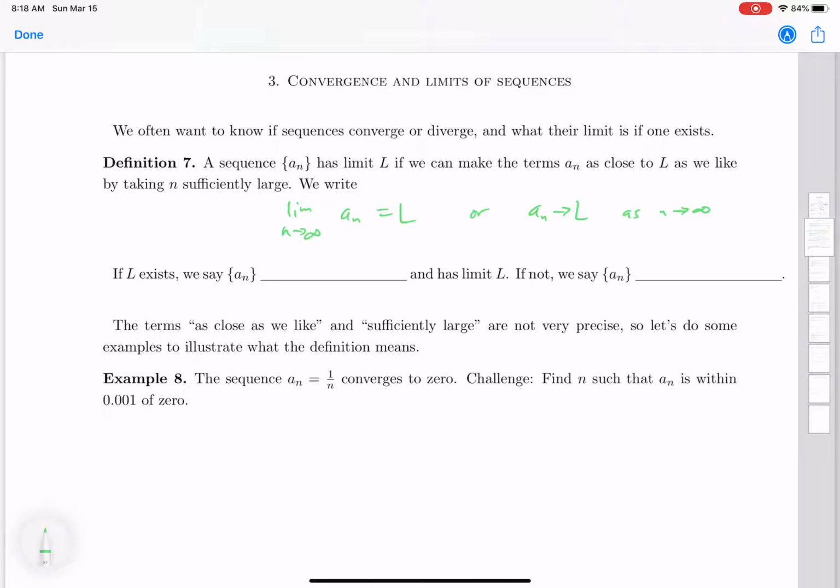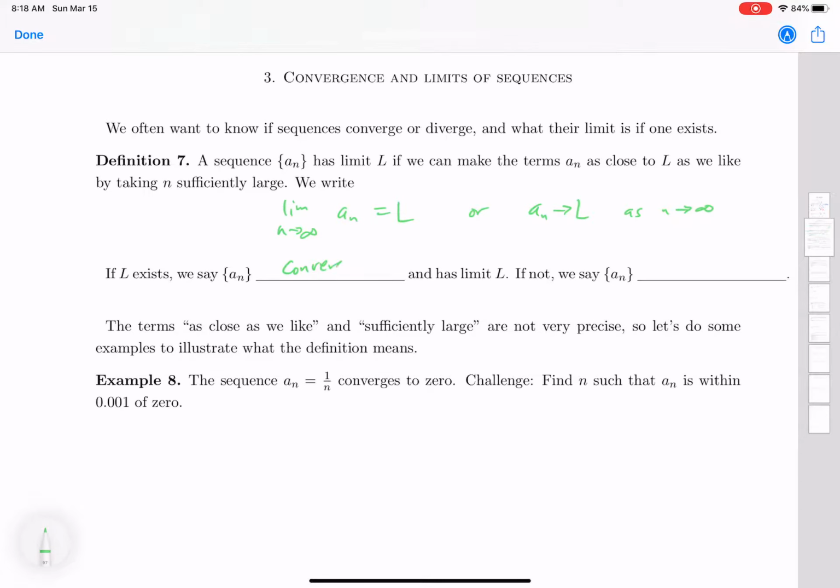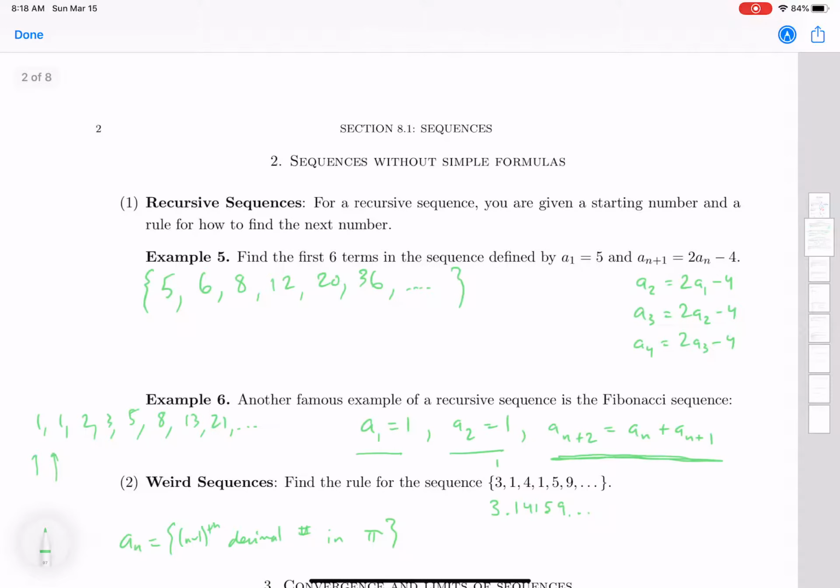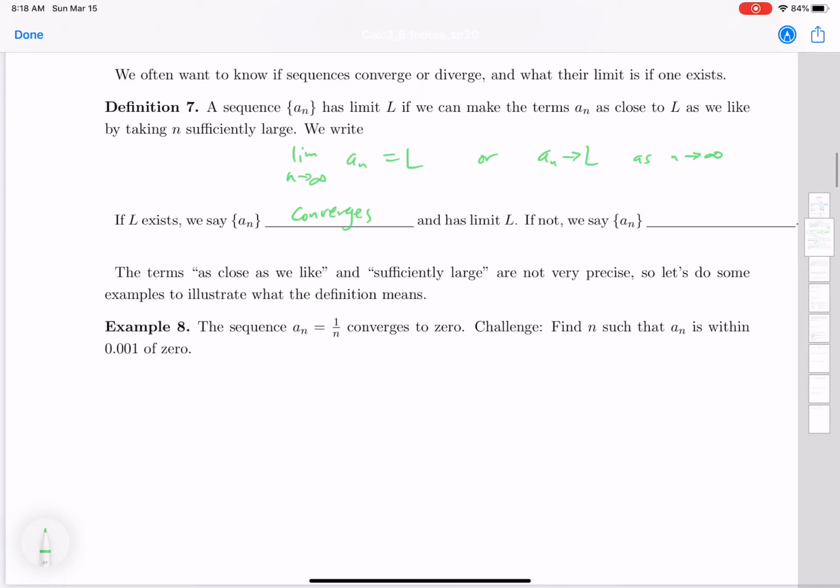And if that L exists, we say that this particular sequence converges and has the limit L. If not, we say that the limit diverges. This should look familiar to you because it looks very similar to the definition we had for a function having a limit. And notice that the terms as close as we like and sufficiently large are not very precise. So we could do some examples to illustrate what the definition means.